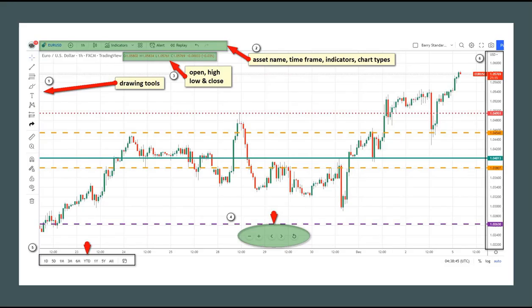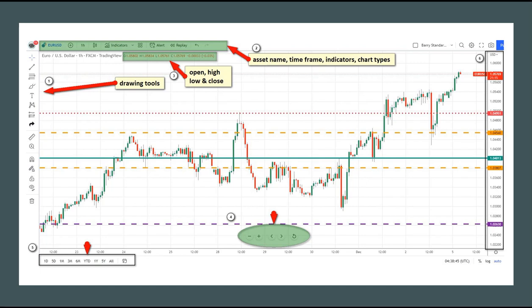Now, each chart you look at is going to offer you many tools, many variances, many setups. Okay. Here we're looking at the standard TradingView. Across the top, you're going to see the asset name, the time frame, the indicator, and the chart type. On the left-hand side, we're going to see all the different drawing tools.